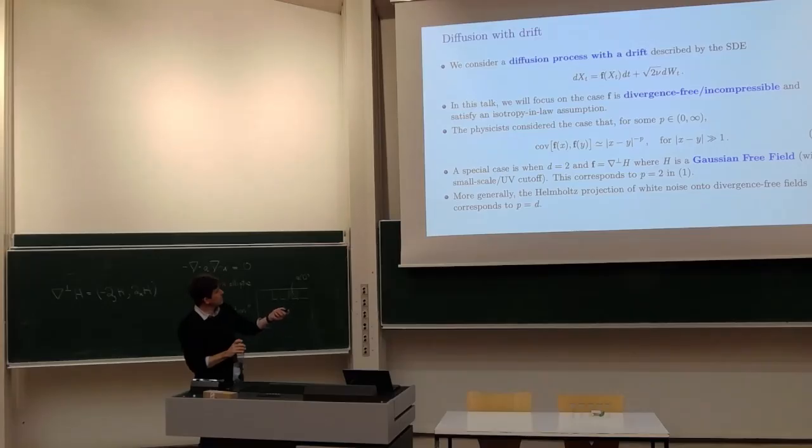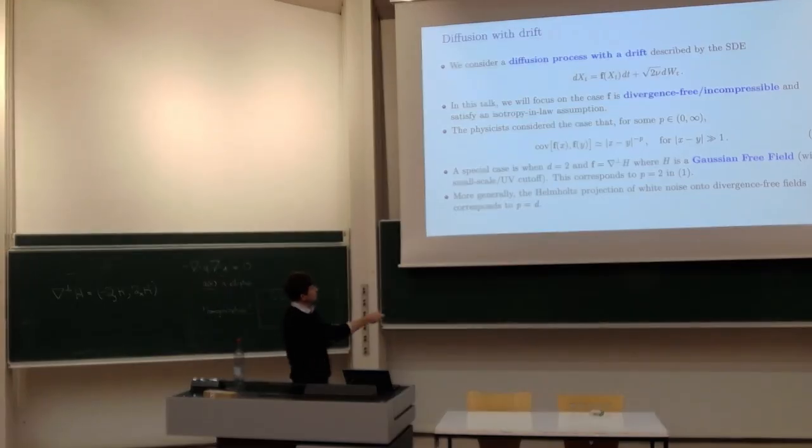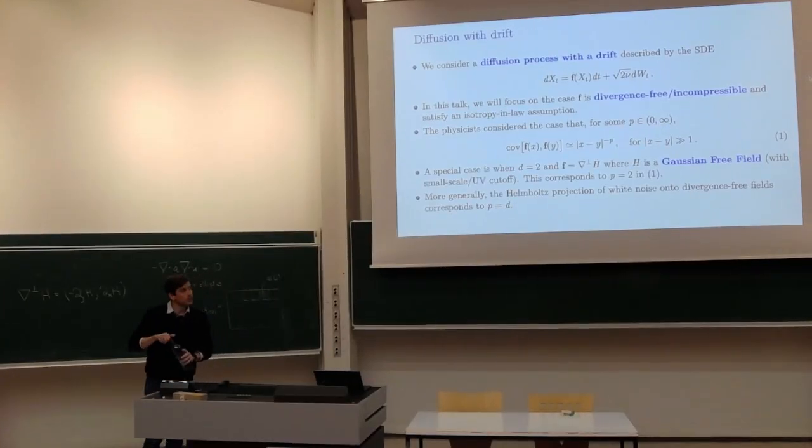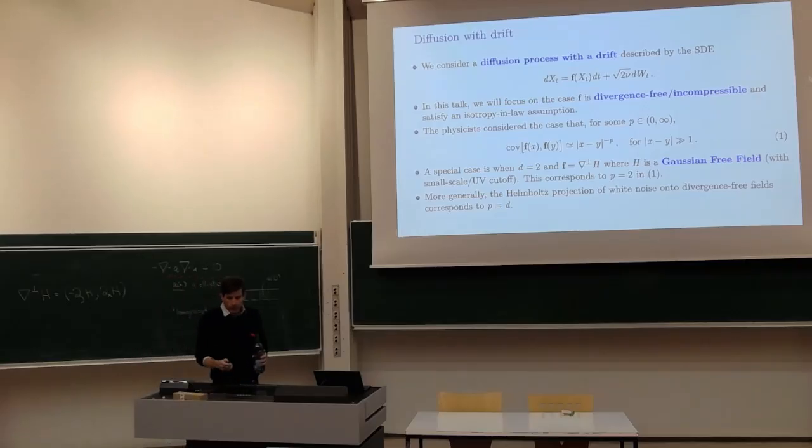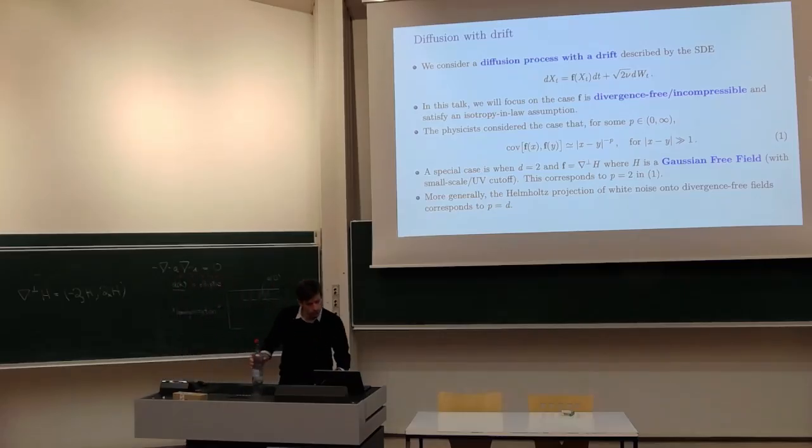Let's see, so what did I say? The Helmholtz projection of white noise onto divergence-free fields corresponds to p equals 2. So if you take white noise, and you mollify it on the unit scale to make it smooth, so it's a smoothened white noise, and then you project it onto the space of divergence-free fields, then you'll get p equal to d. But p equal to 2 is critical. So in that sense, dimension 2 is critical.